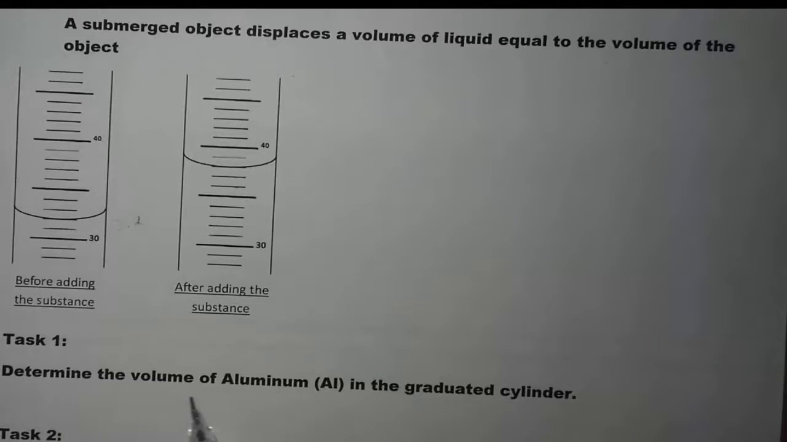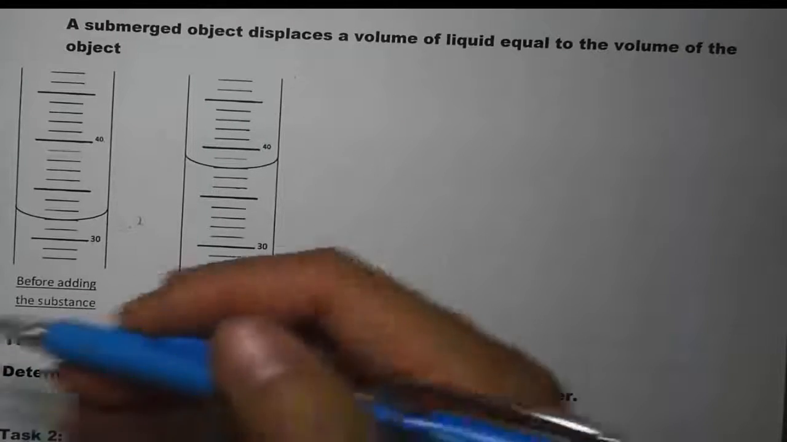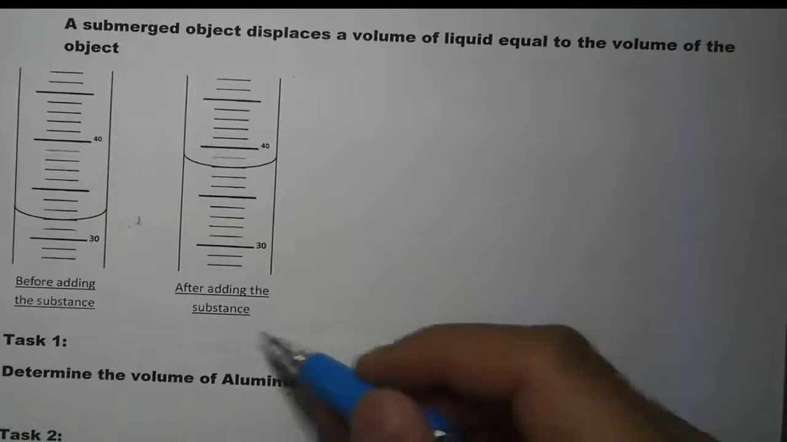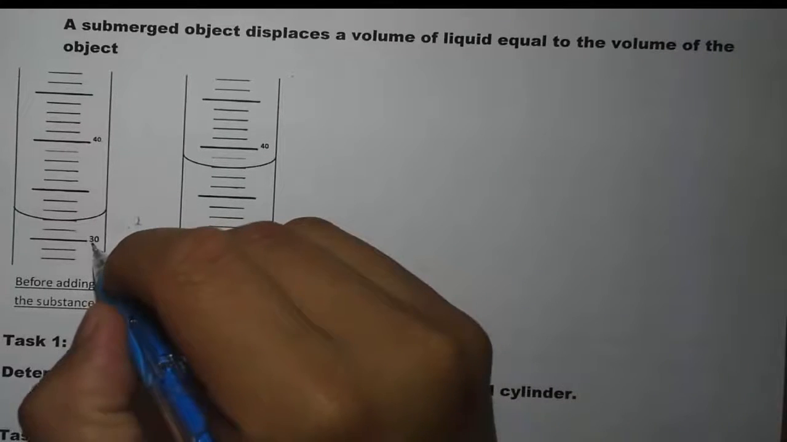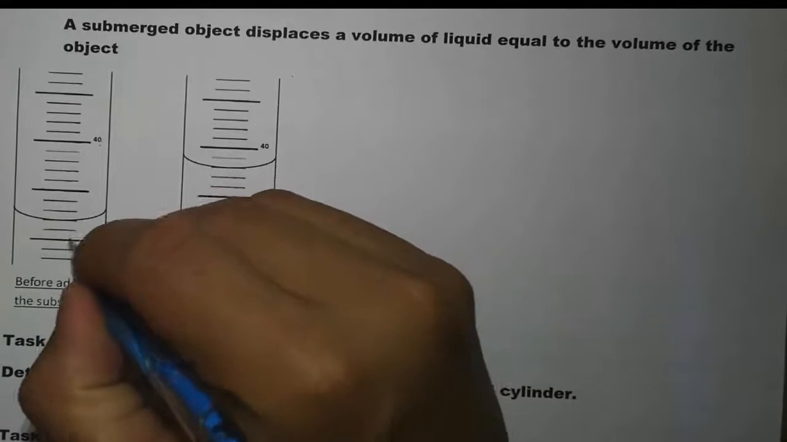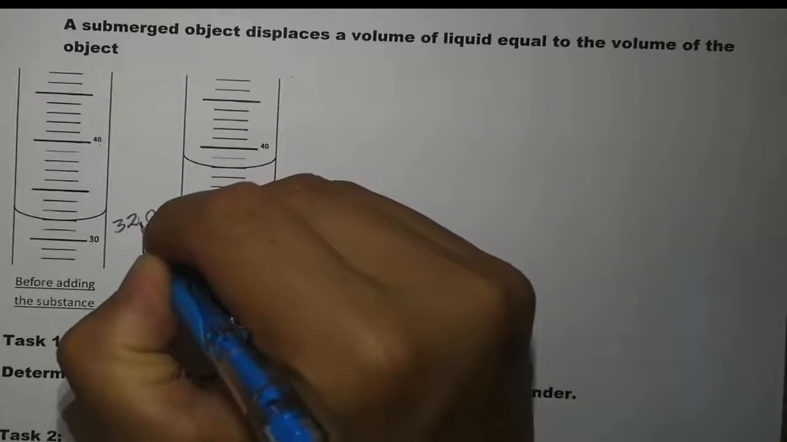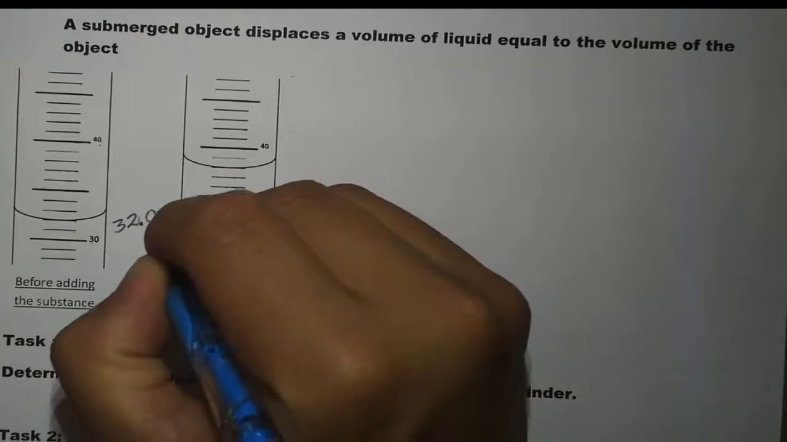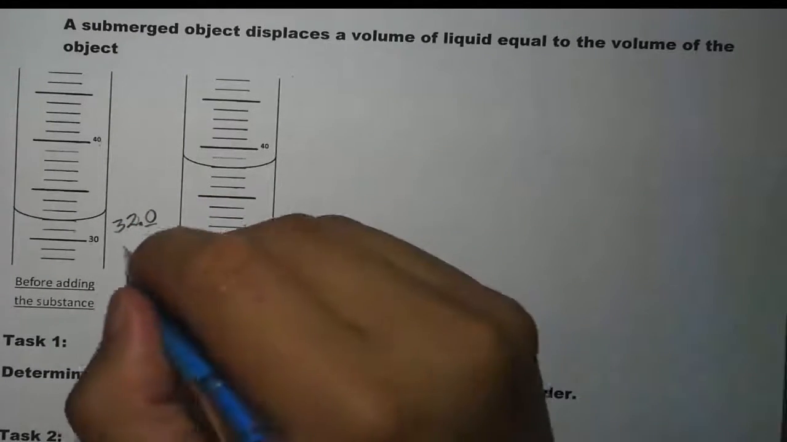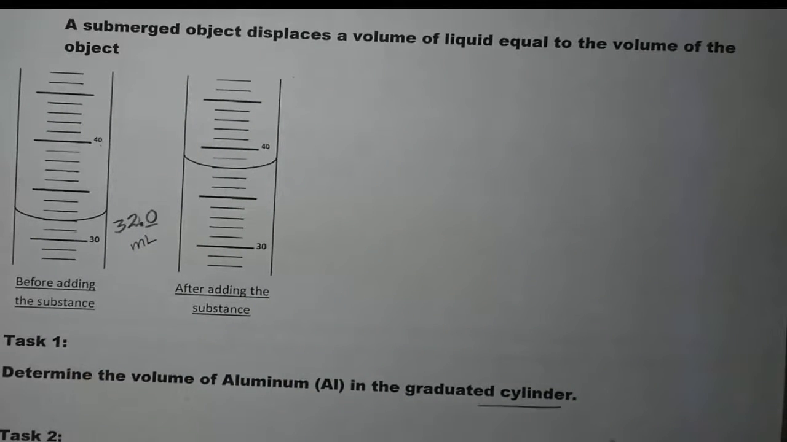Here we have: determine the volume of aluminum in the graduated cylinder. How it works is that I have two graduated cylinders. One is before adding the substance, and of course you don't really see the substance at all because it sinks all the way to the bottom. In this case I have our reading 30 all the way to 40. Of course each line will be 1, so we have 31, 32. But I have to estimate the last digit, which is not there, and it is 0. It's on the line. So that is our initial reading. And the unit of course is ml because we measure with a graduated cylinder.